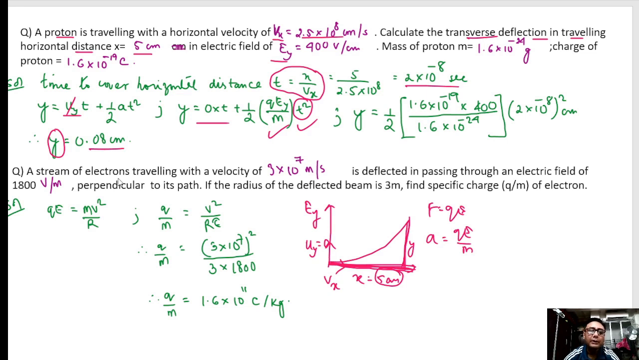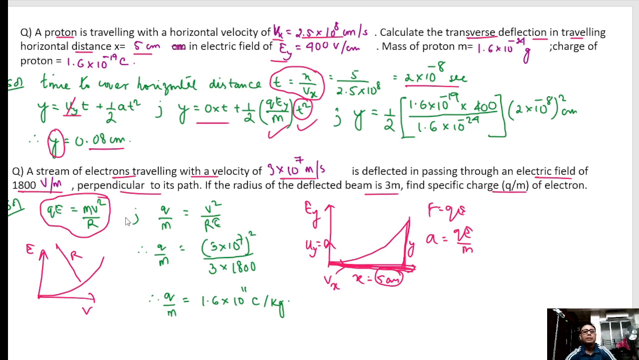Next, a stream of electrons traveling with a velocity, this is the velocity of the electron, is deflected in passing through an electric field of this. This is the electric field given perpendicular to its path. That means the electric field is perpendicular to the path of the velocity. So it will move like this. So if the radius of the deflection is 3 meter, that means this is the radius of deflection, 3 meter. Q by M we have to find. So we know the electric force QE is providing the centripetal force. So they have given the radius, mass. So we will now separate the Q by M, which we have to find. Everything given, we can find out the value of this.